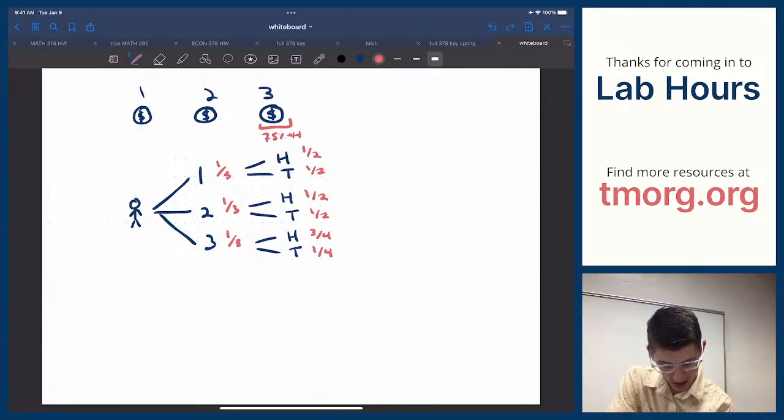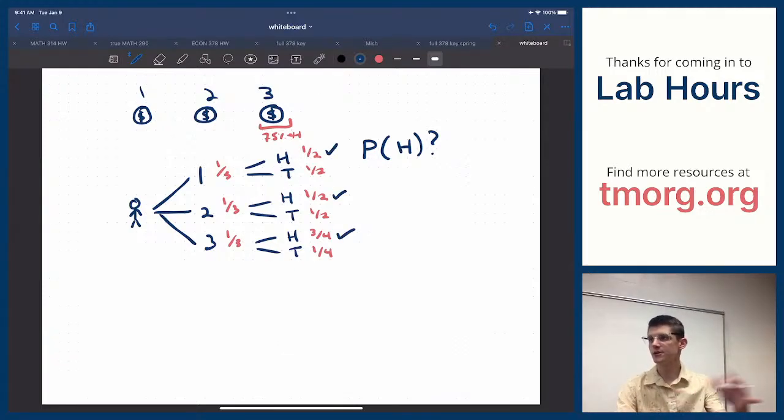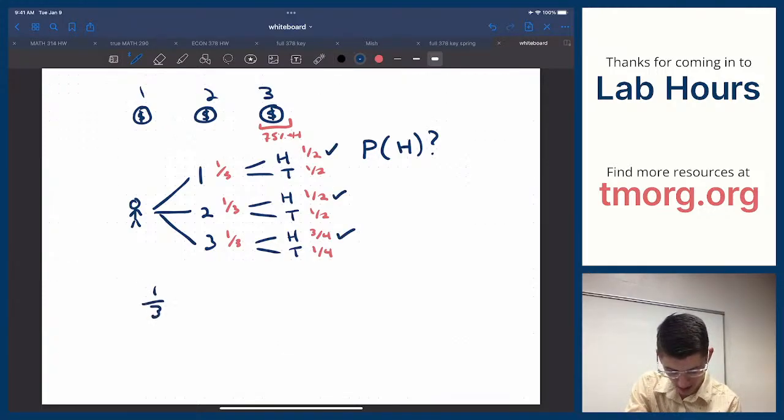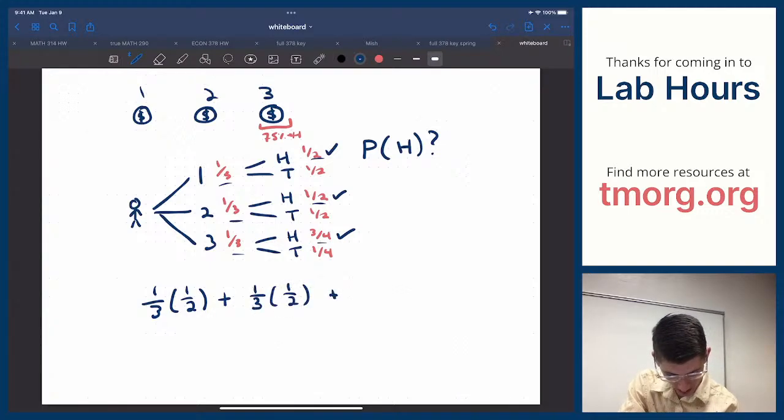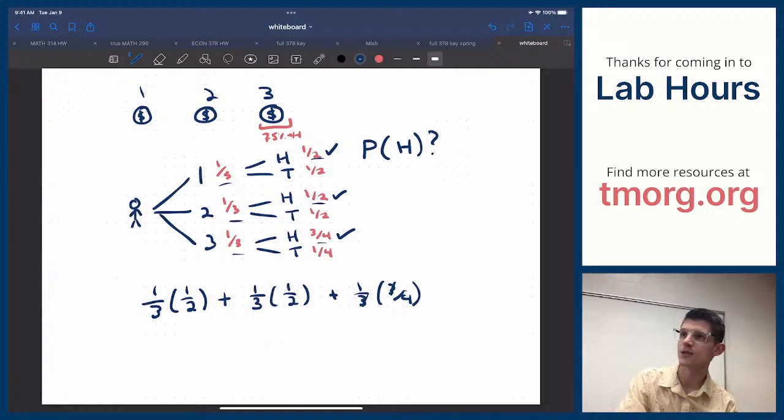So the question is, what is the overall probability of getting heads? Well, that is right here, plus right here, plus right here. You need to multiply through the branches, so it's 1/3 times 1/2, right? 1/3 times 1/2, plus 1/3 times 1/2, plus 1/3 times 3/4. That's going to be equal to 1/4 plus 2/6, so 1/4 plus 1/3. That's 3/12 plus 4/12, which is equal to 7/12. Okay?